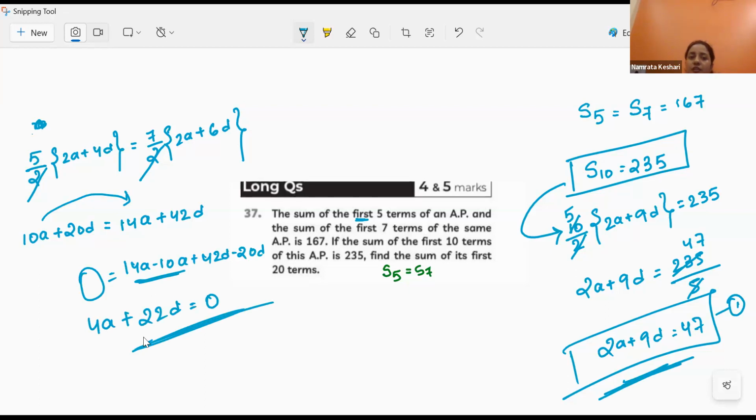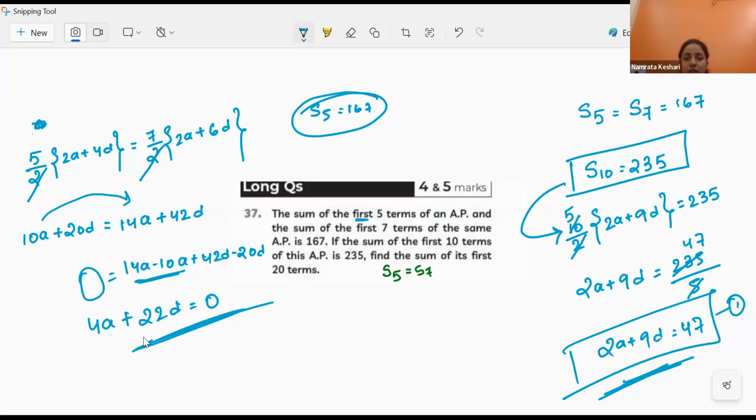Even if we had written the sum of the fifth term as 167, or maybe the sum of seven terms as 167, then also it is easy. So either we would have done it that way or this way. Both ways we are getting one equation and we will be able to solve it. Two equations we know how to solve for finding the value of A, right?